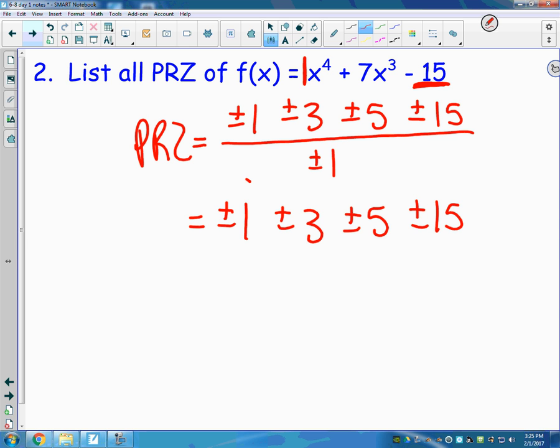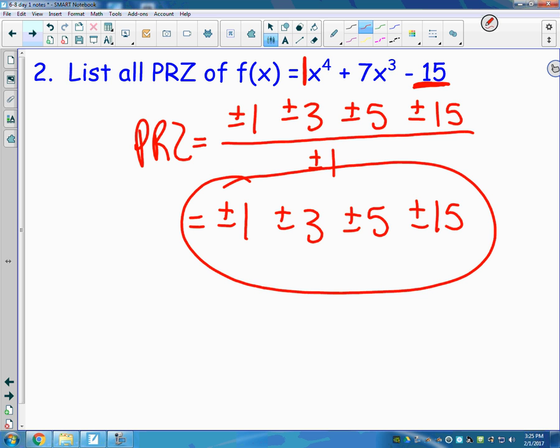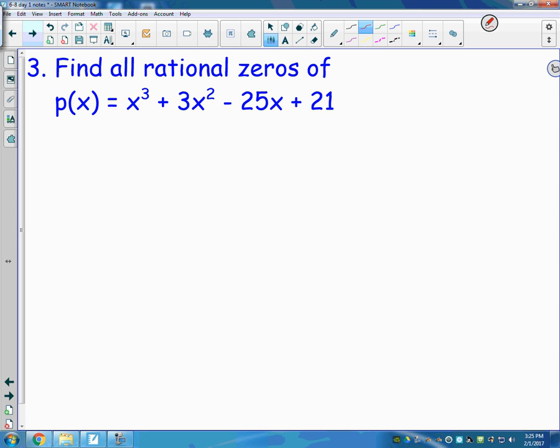So on your test, you're definitely going to have some questions that I just ask you to list the PRZs. Now, putting it all together, I can ask you to find the zeros. Notice this one, again, directions are important. It says find all rational zeros, which means they don't want irrational and they don't want imaginary. So you have to know what that means. It means if you can't factor it out, then it's not an answer that they want. They just want rational zeros.